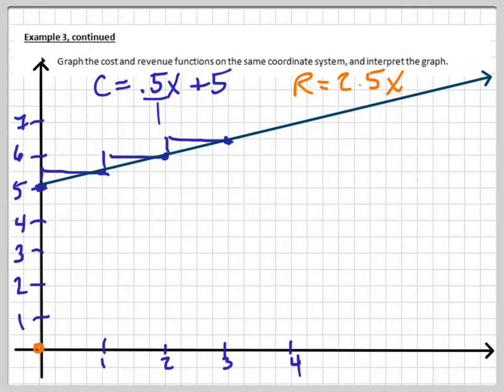All right, and then revenue, y-intercept of 0. And then my slope tells me I should go up 2.5 and over 1. And then up 2.5 and over 1. All right, up 2.5 and over 1. And then I will connect those points in a line as well.